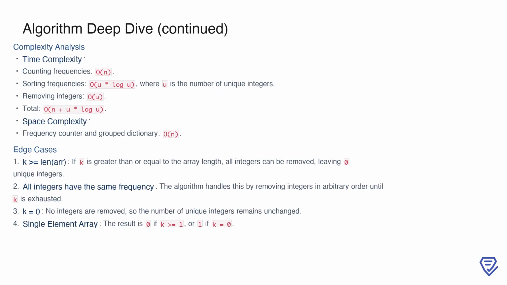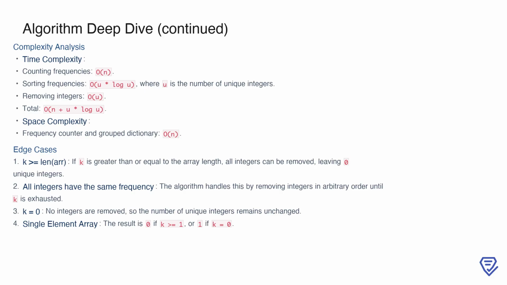Breaking down the complexity, the time required to count frequencies is O(n), where n is the size of the array. Sorting the unique frequencies takes U*log U, where U is the number of unique integers. Removing integers is U, leading to an overall time complexity of O(n) plus U*log U. Space complexity is O(n), as we store the frequency counter and group dictionary.